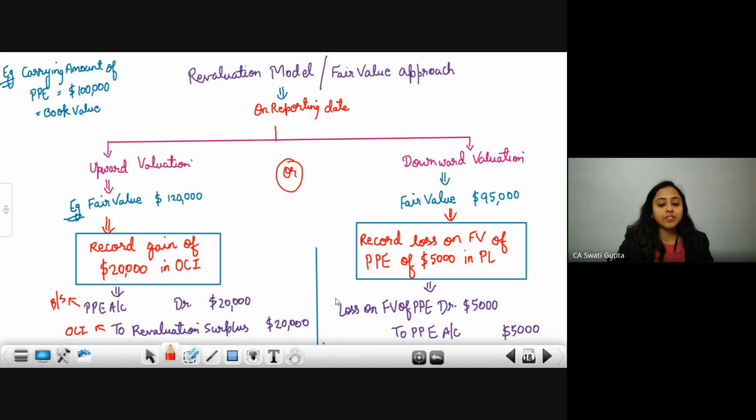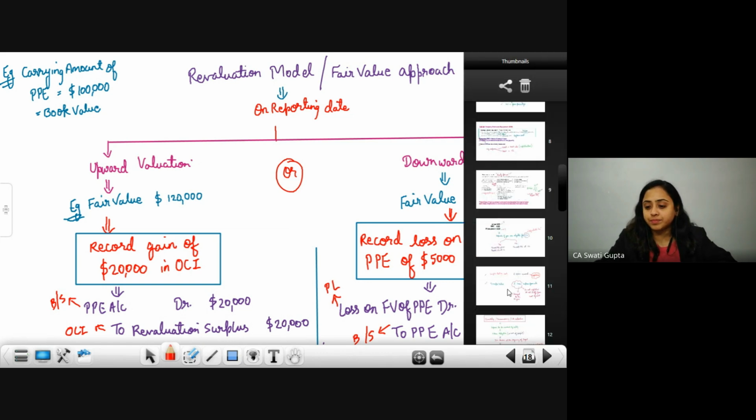This loss on fair valuation will be shown under PL and this PPE will be shown under the balance sheet. Is it clear now, Kishan? Since it's a loss, you have recorded it in the books of account. Your books were having 1 lakh in your statement. Okay, just an example.